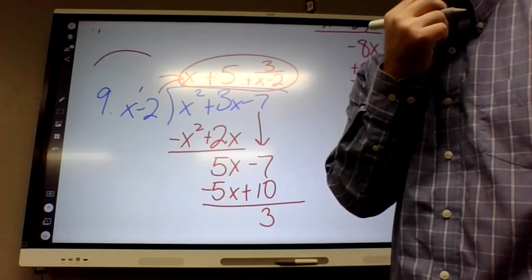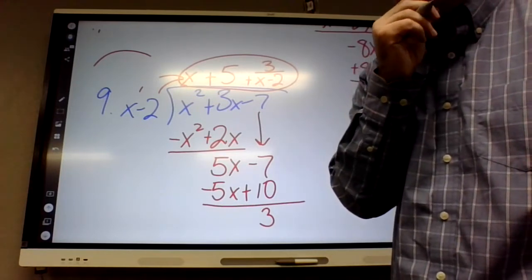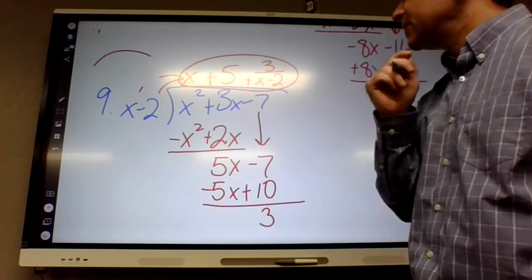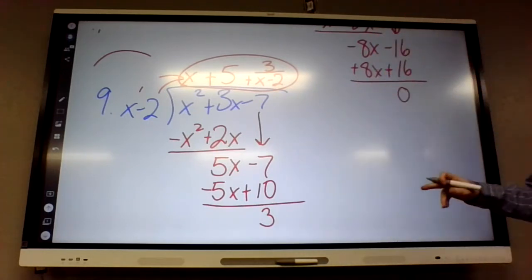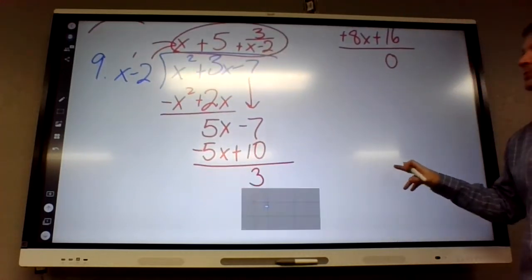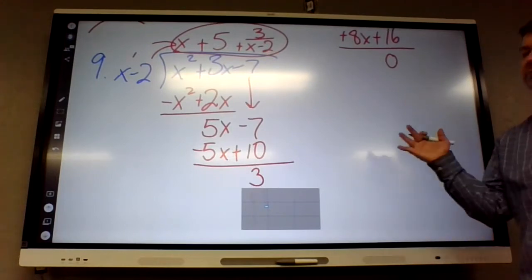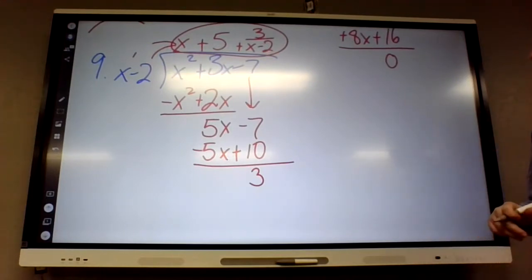The book actually just put R3, like remainder 3. I think this answer is better though. So we'll just stick with this. You'll see it different in different places.